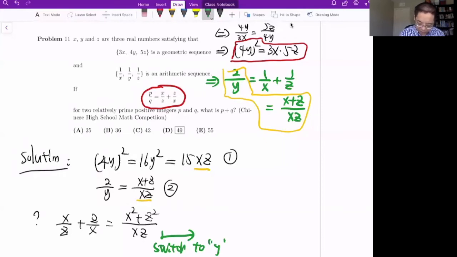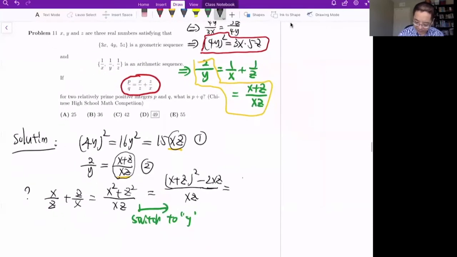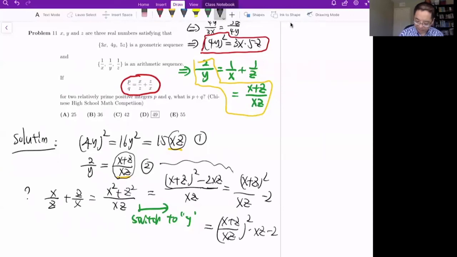Well, then of course we try to write this as things similar to the term like this, x plus z over xz. Now let's do it. So this is x plus z, as it is put in the hint, and minus twice xz over xz, right? Okay, so then this is x plus z squared over xz and minus 2, right? Now let's try to connect this with that.